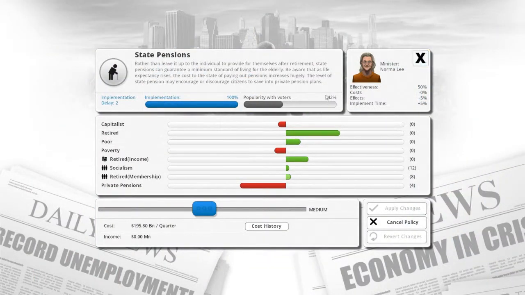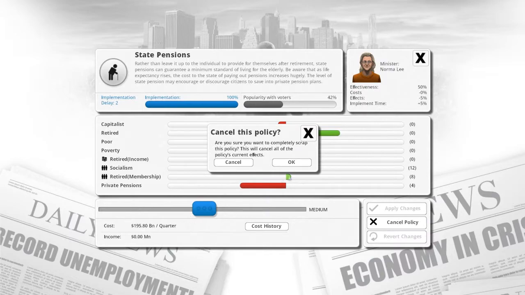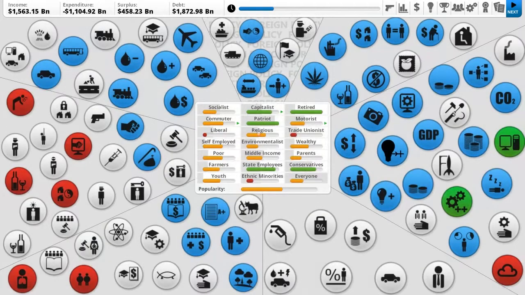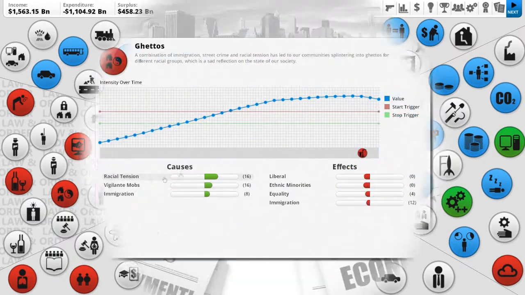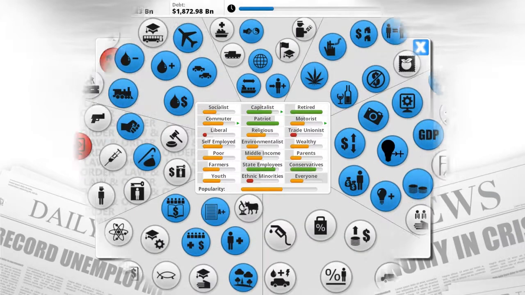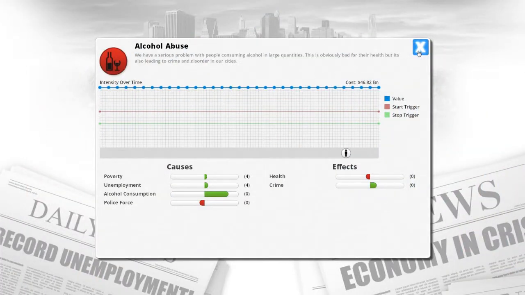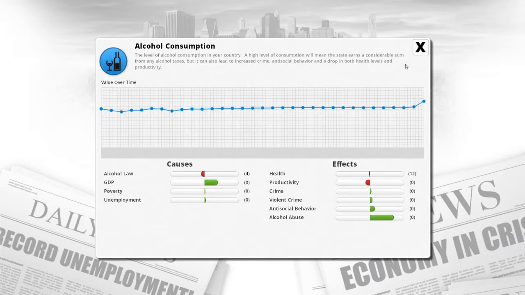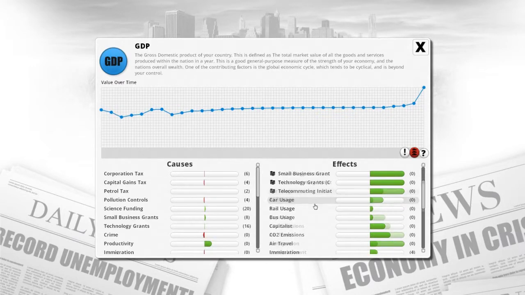Because not everybody gets to work for the government, but if you increase the size of the private sector, everyone gets to work for the private sector if they want, or most people. Private pensions, I think I'm going to decrease this. Actually cancel it, because it's costing so much and I really don't think we need it. So, let's see. Okay, that's going down. Ghettos is going down. Alcohol abuse is not really going down. Alcohol consumption. I don't know why that's going down. Apparently GDP leads to more alcohol consumption.